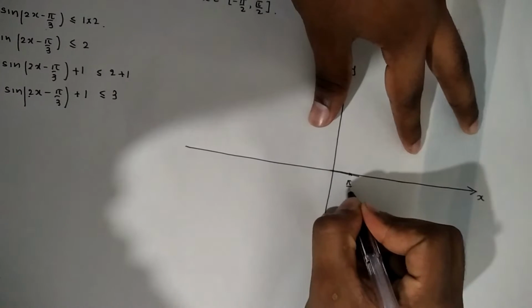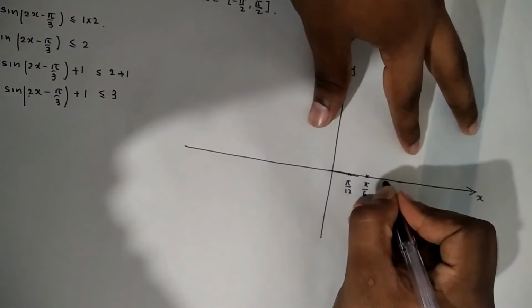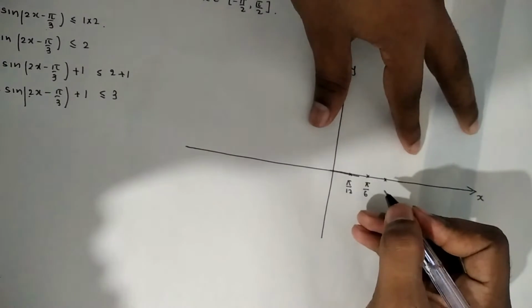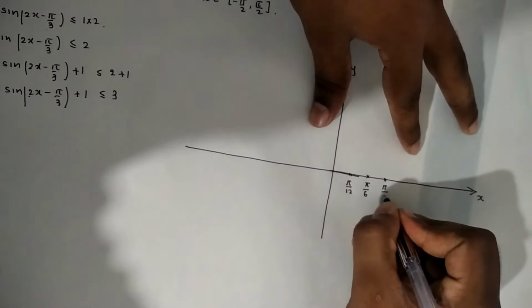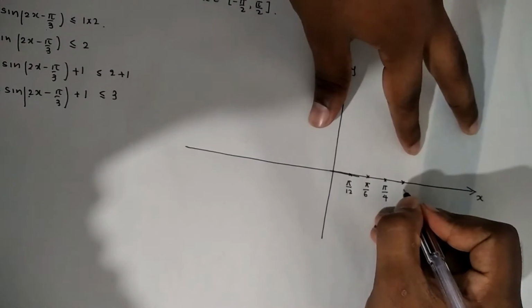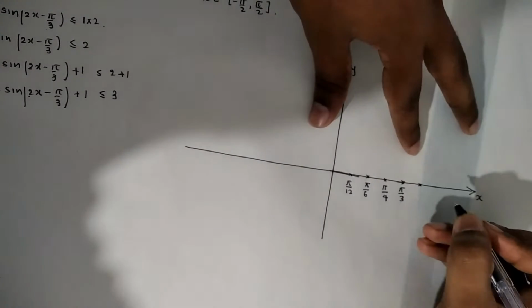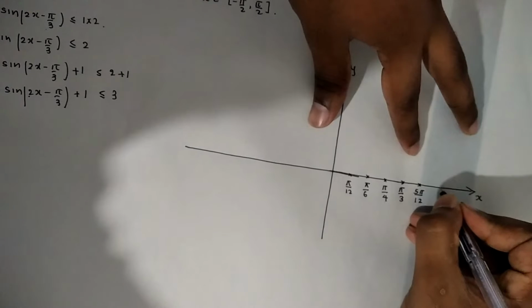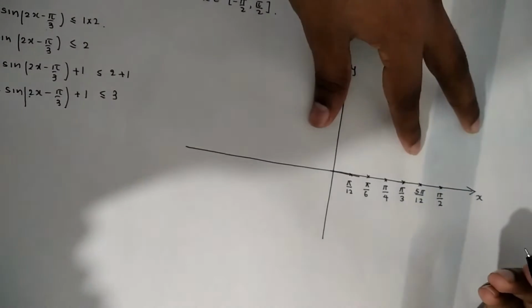And here it's going to be, let's say, π/12, and then you're going to have π/6, which is 2π/12, and then you have 3π/12. 3π/12 is equal to how much? 3 over 12, it's going to be π/4. And then it's going to be 4π/12, so it's going to be π/3. And then 5π/12, and then 6π/12. 6π/12 means it's π/2. So these are the values.